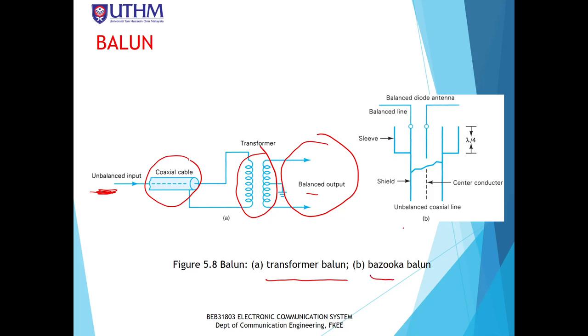And we can also use a bazooka balun. Okay, so bazooka balun is this one. This kind of thing. This is a bazooka balun where we want to connect the unbalanced coaxial transmission line, so this is the coaxial transmission line, with the balanced dipole antenna over here. Okay, so this is a two wire. Okay, so both of these are connected using the bazooka balun. Okay, and there are other types of balun as well, not only these two. This is just an example. Okay, there are many types of balun.